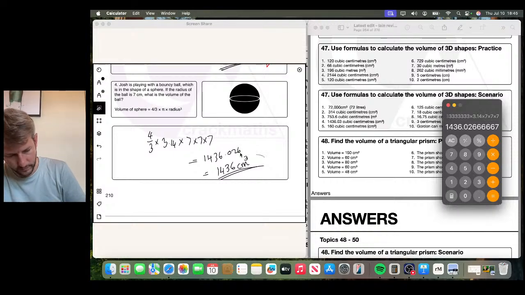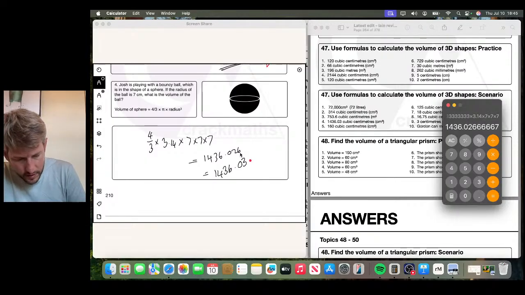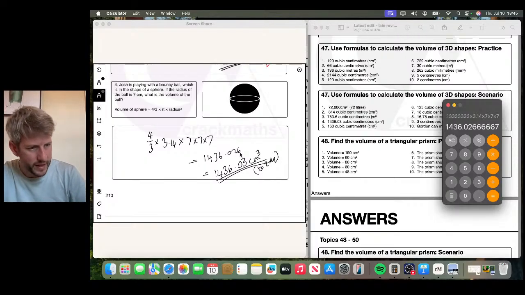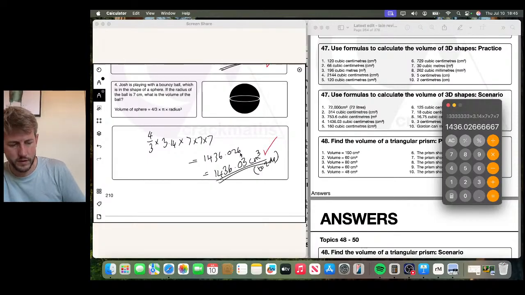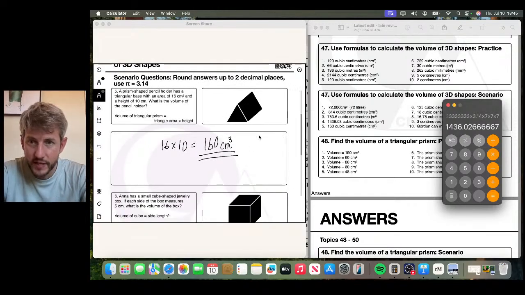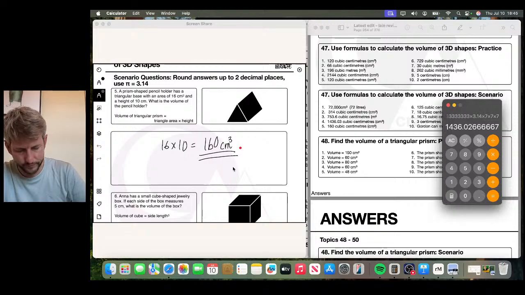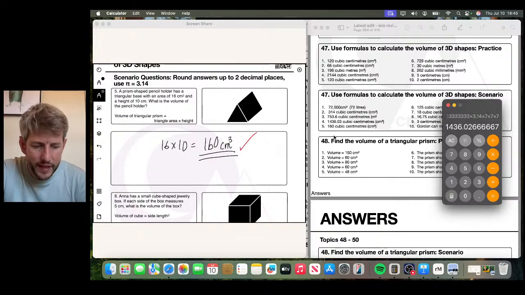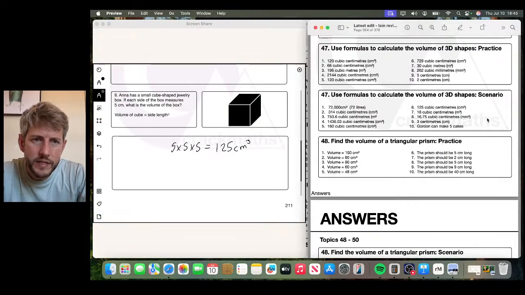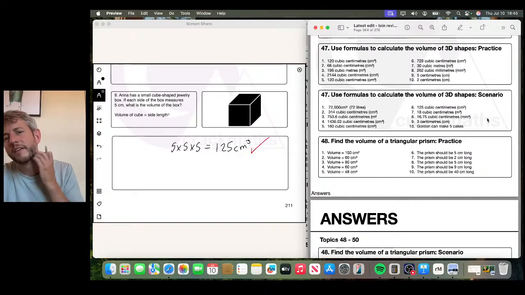026. So that means that is 1436.3. Okay, and that is correct. And here we go, this one is 160 centimeters cubed. Yep, and that's right there. And well, as we've done number 6, we might as well mark it. 125 centimeters cubed. Perfect.